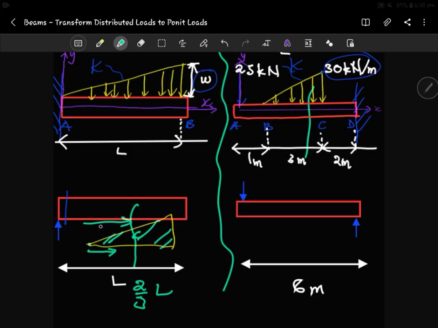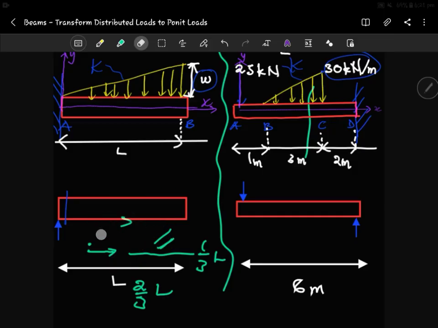But if I'm moving from the right-hand side, because this side we are assuming is a bigger area than the other, it is about 2/3 L. But if I'm moving from this side to the center, I don't go as much as the other, so it's about 1/3 L. Yes, so that's it. That's how we place the point load for this particular one, right?